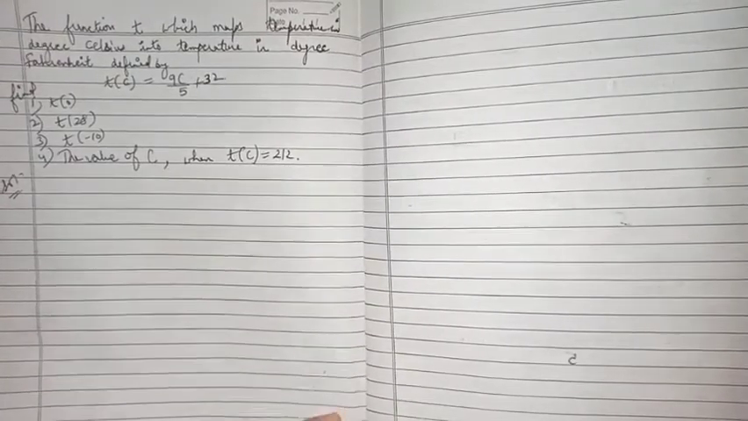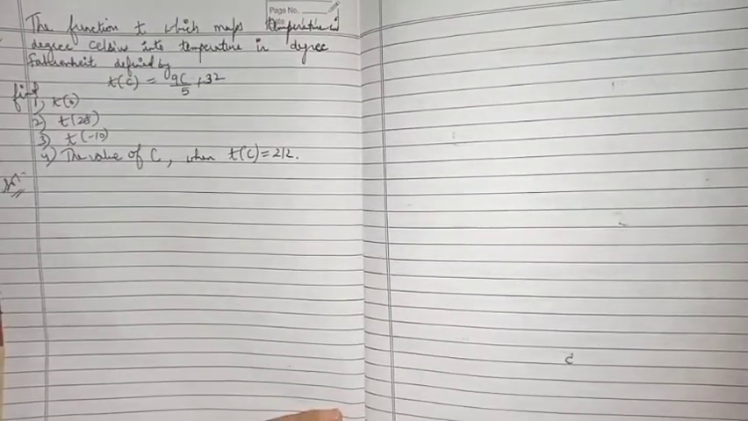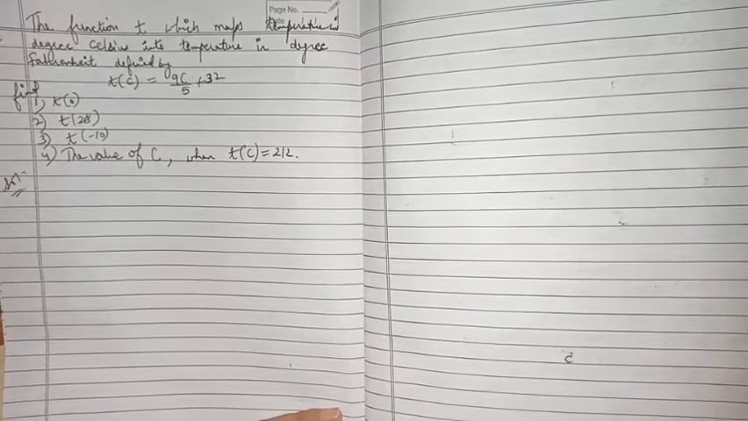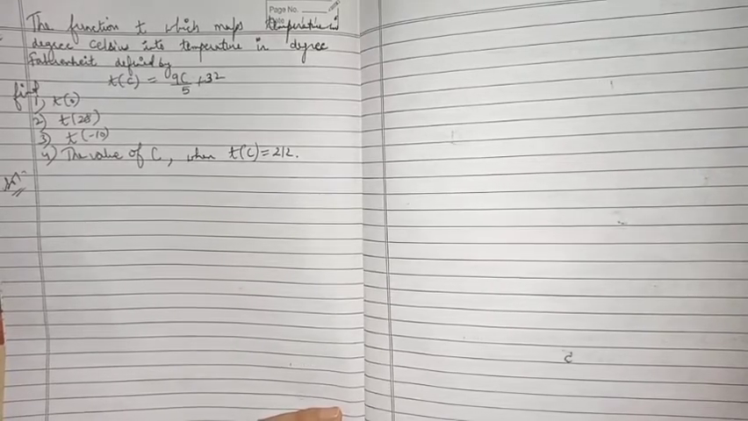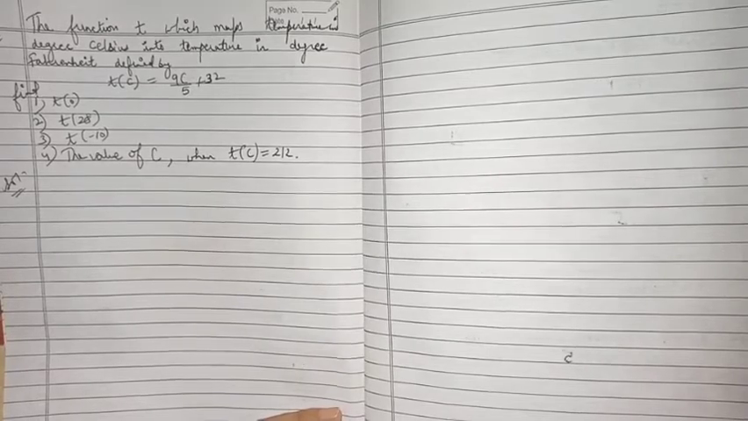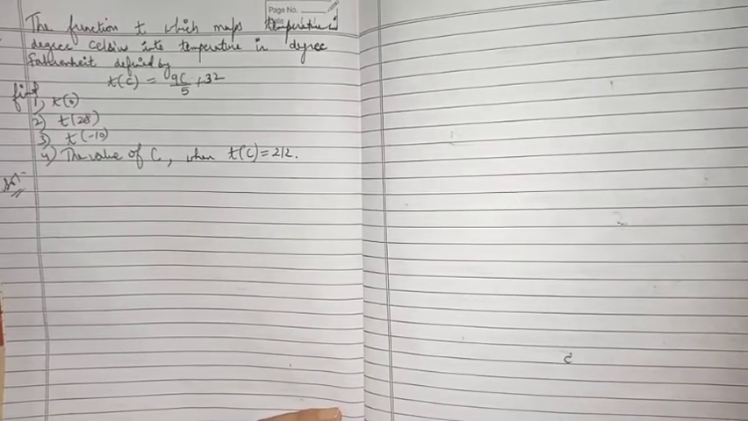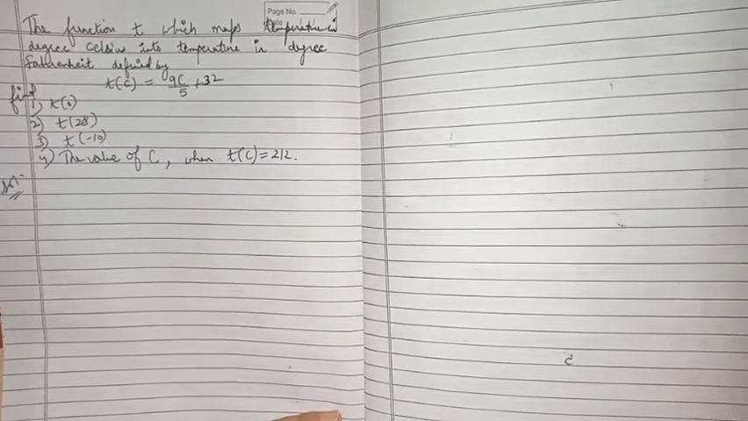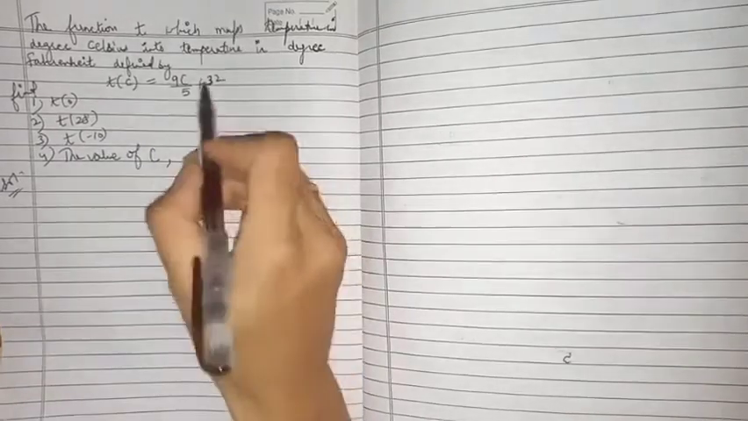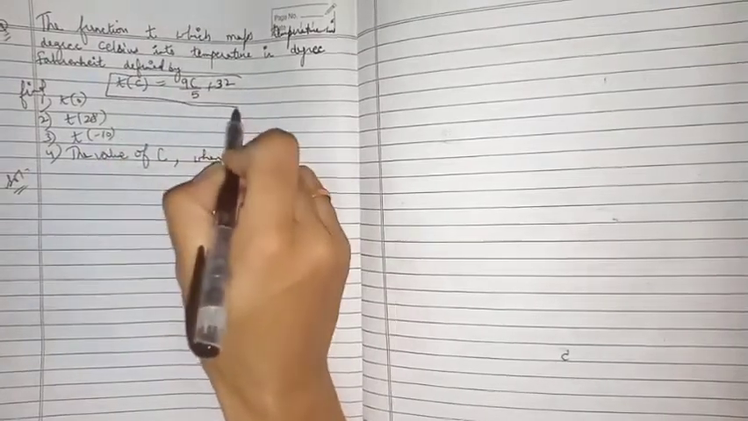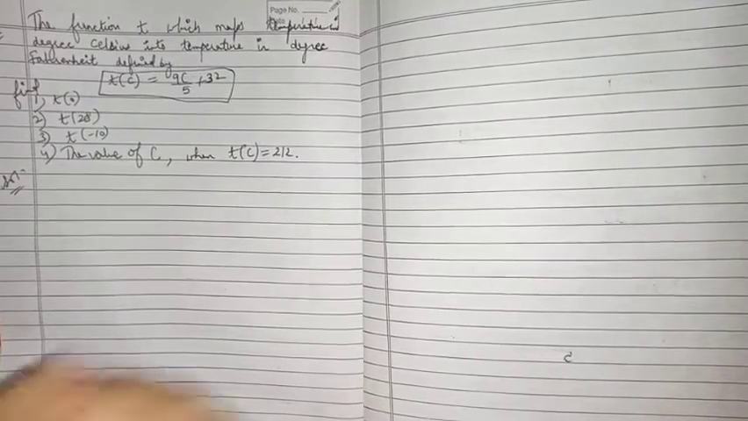Let us discuss one question which is very important. The function t which maps temperature in degree Celsius into temperature in degree Fahrenheit is defined by t(c) = 9c/5 + 32. Find t(0), t(28), t(-10) and the value of c when t(c) is 212. This is my question. This is a relation in which we can associate the temperature in degree Fahrenheit with temperature in degree Celsius.